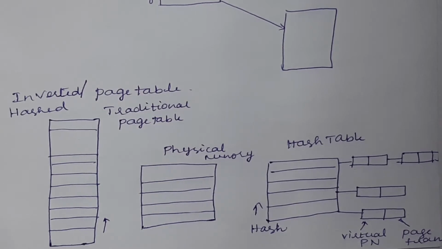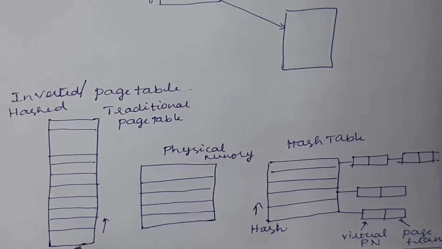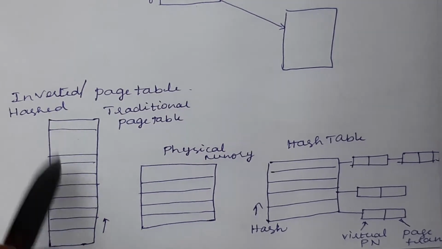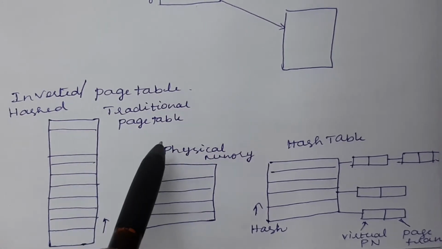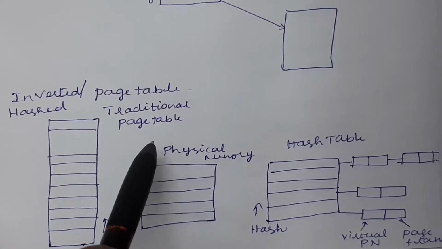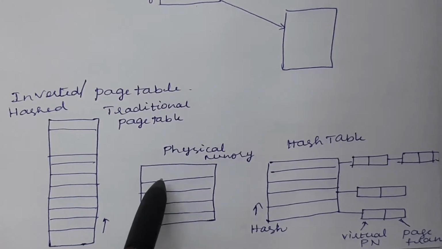The next structure of page table implementation is the hashed table. Here we have the traditional page table, where all the entries are stored in one page table, and from that page table we can refer to the corresponding frame number in the physical memory. There we can access any of the content, or execute any instruction that was already stored.